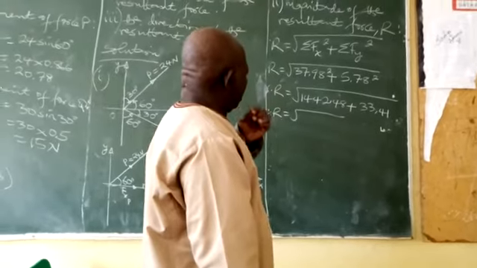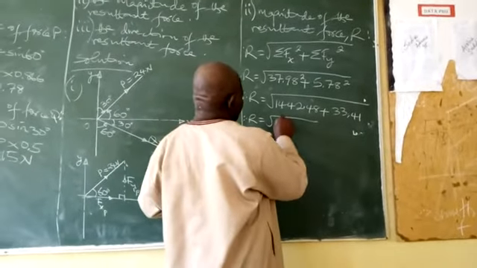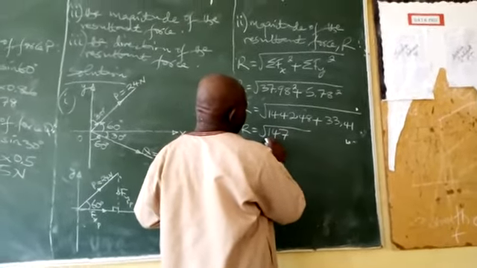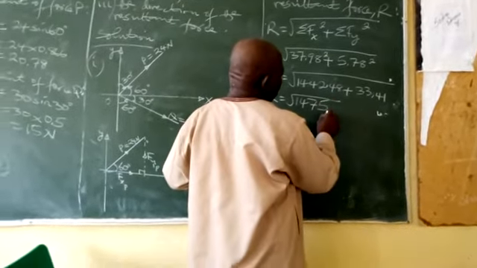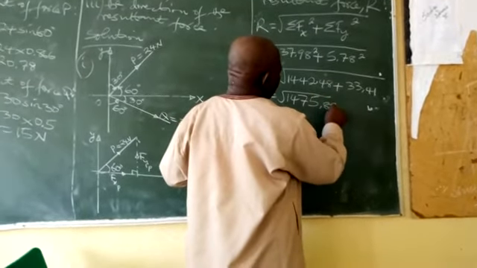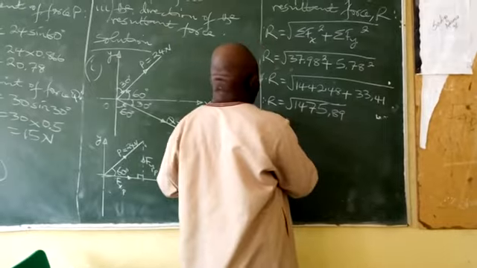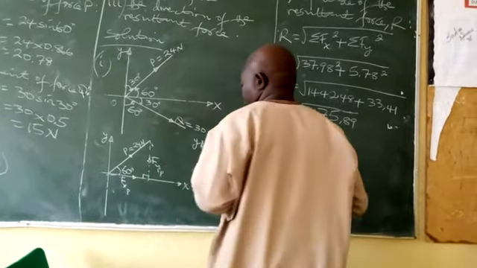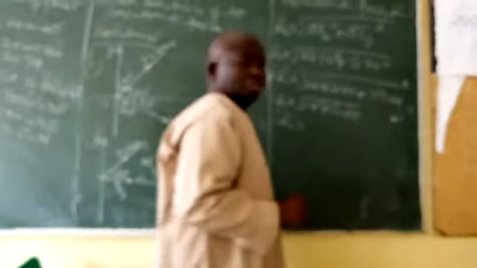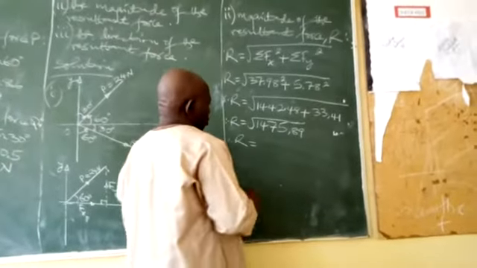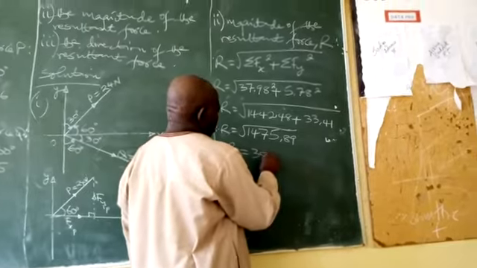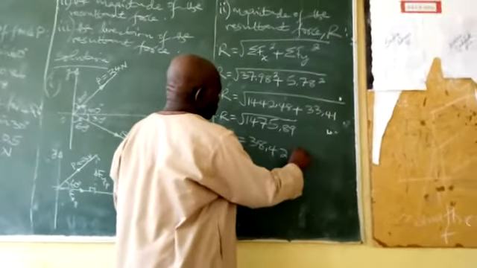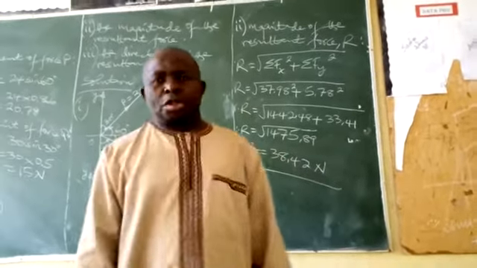The answer is 1475.89. And the square root of that is 38.42 Newton. That is the magnitude of the resultant force.